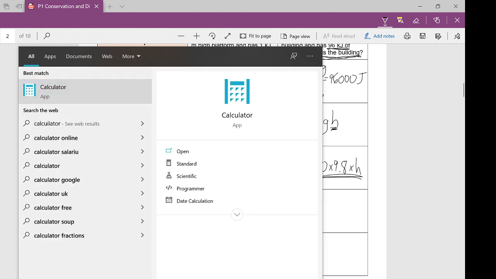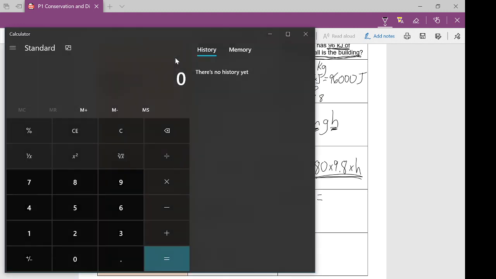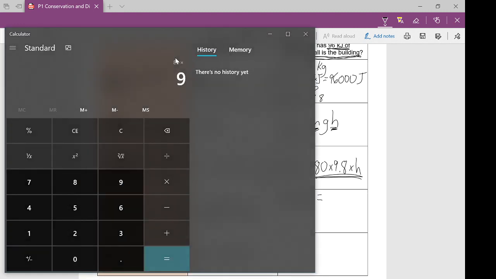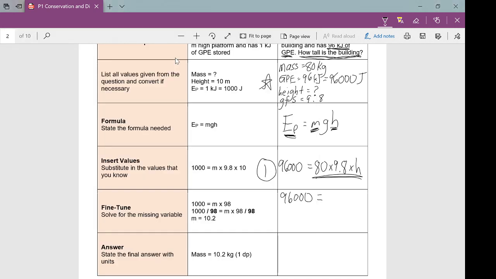Let me get the calculator app out. 80 times 9.8, that is 784. So I'm going to write 784 by here, and then times by h. So all I've done is I've just combined any numbers I had to clean it up. Now I want to solve for h, just like you do in maths.